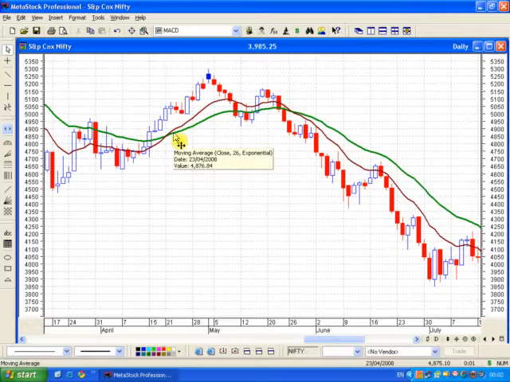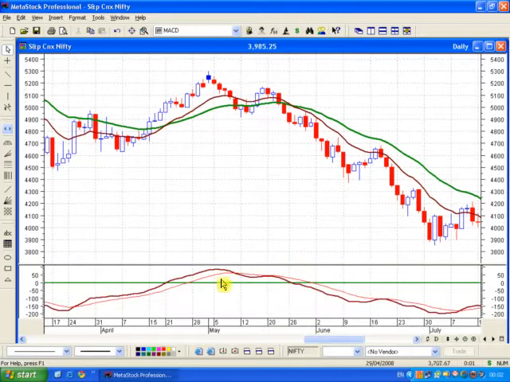Now if we plot the MACD on this chart, MACD is calculated by calculating the difference between the longer term moving average and the shorter term moving average, and the point where the moving averages intersect each other is the point where the MACD value is 0.